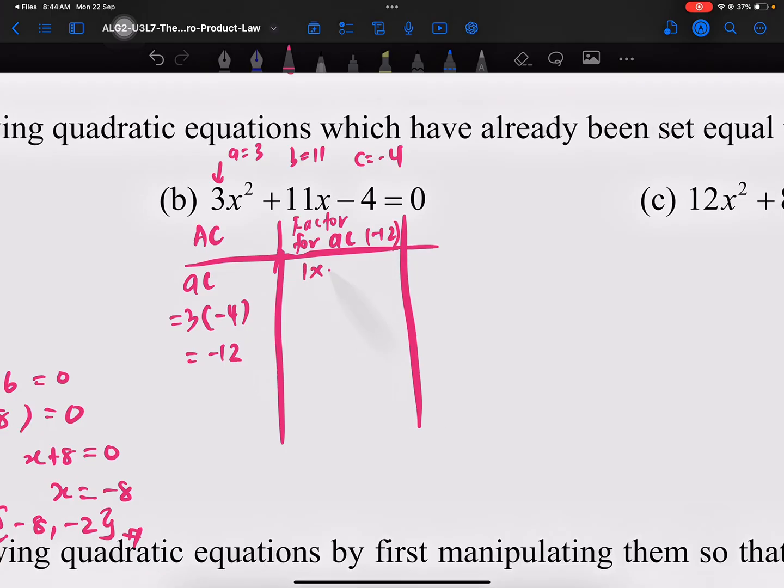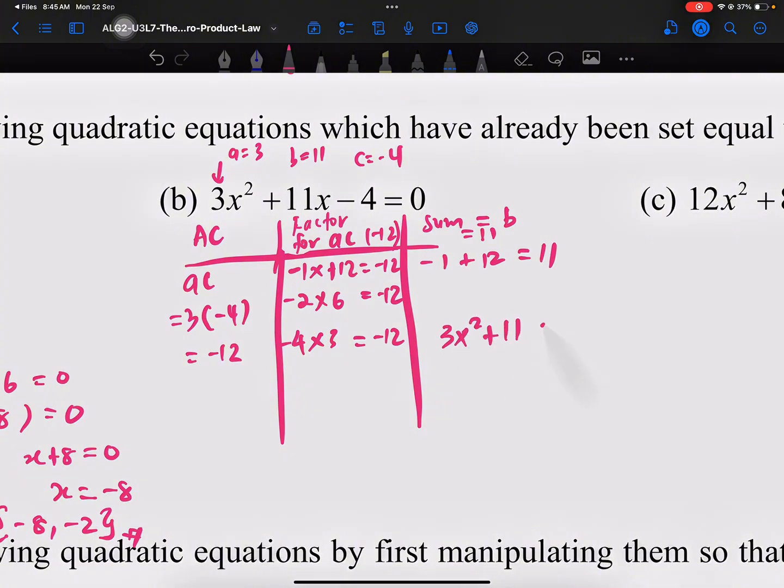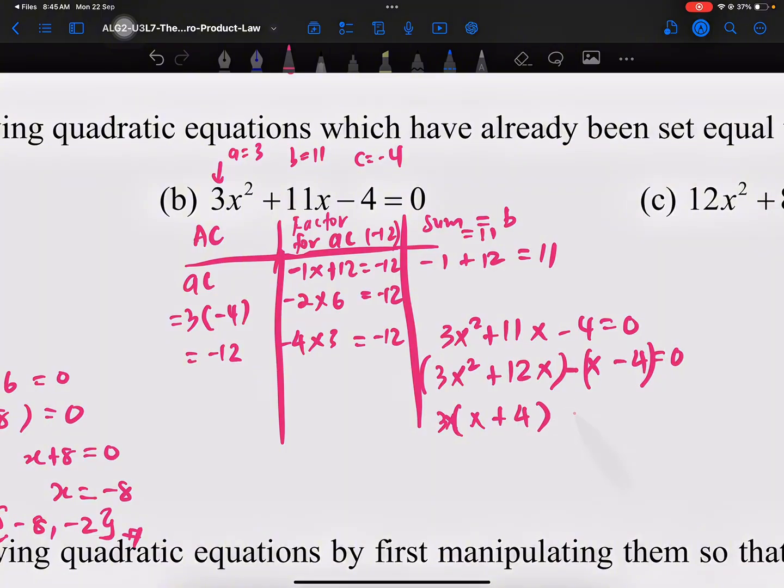So 1 times negative 12. So now here becomes plus, here becomes minus. My equation will be like this: 3x squared plus 11x minus 4 equals 0. So 3x squared plus 12x minus x minus 4 equals 0. Then factor out 3x from the first two terms. So 3x, then I have x plus 4, minus, I bring out 1, x plus 4 equals 0.